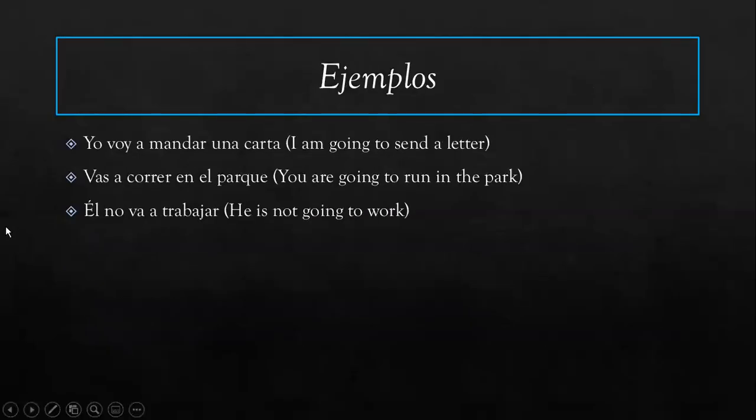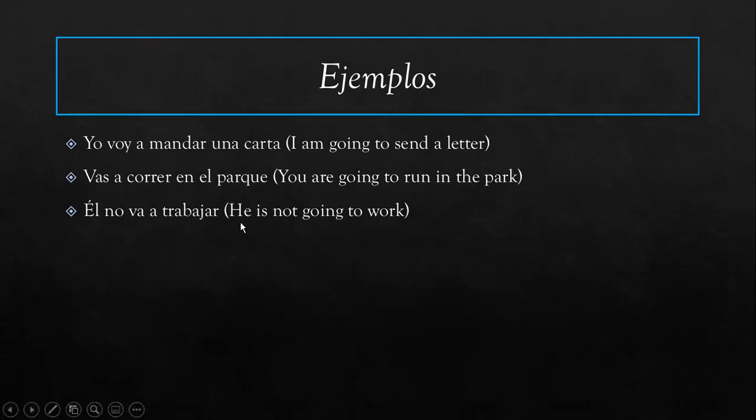We have this first one, I am going to send a letter. We have the subject, yo, the form of ir, voy, we have a, and the infinitive, which is mandar. All right, yo voy a mandar una carta. This next example, you are going to run in the park. You is tú. The form of ir that goes with tú is vas. We have a, and the infinitive correr. Okay, vas a correr en el parque.